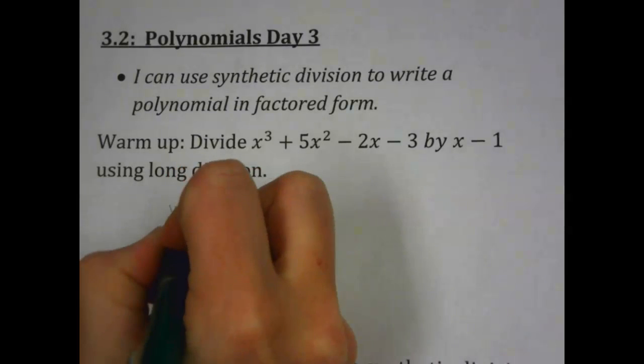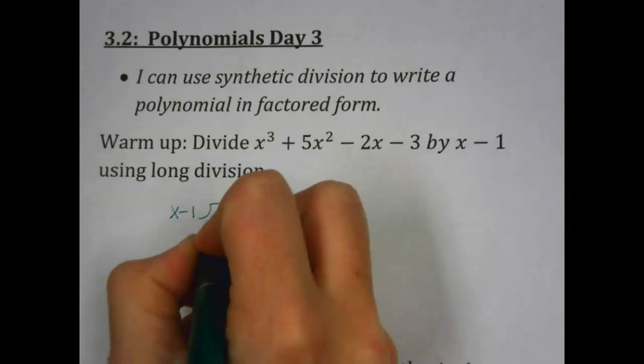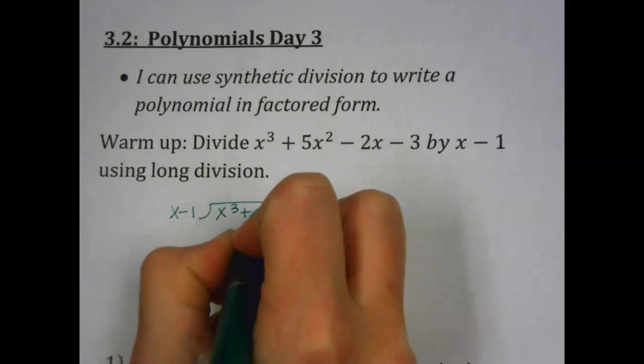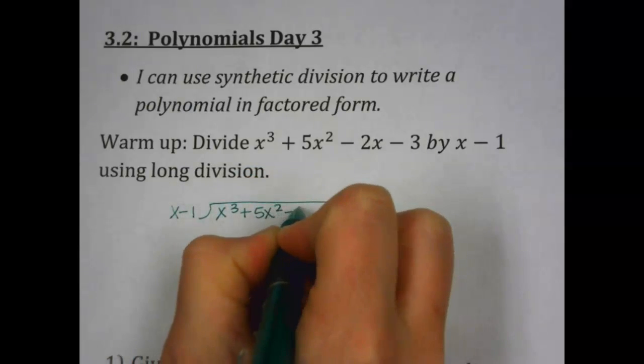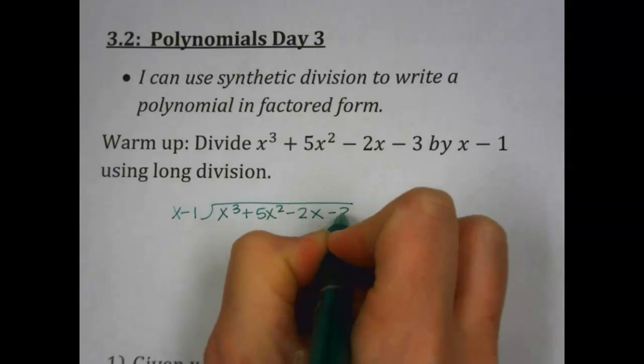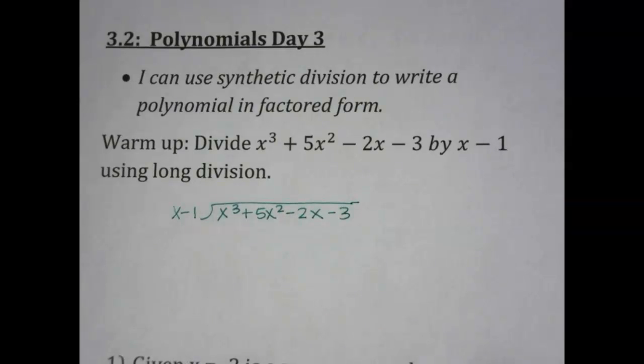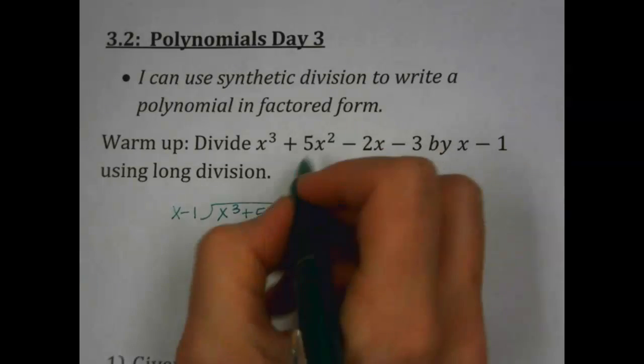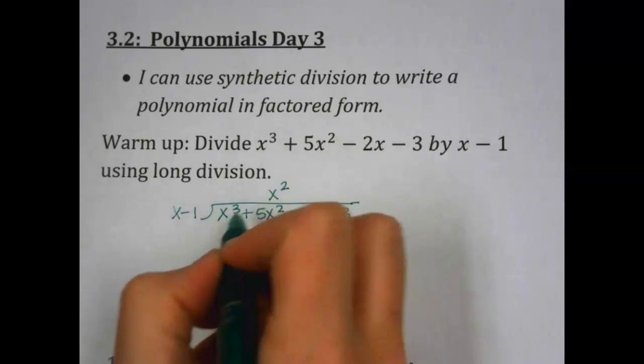Alright, so x minus 1 should go on the outside. As I'm writing the other polynomial on the inside, I'm checking to make sure there's no terms missing that I'd have to put a 0 in for. And then I'm going to start the process of divide, multiply, subtract, bring down. So x cubed divided by x is x squared. Then I'm going to multiply.